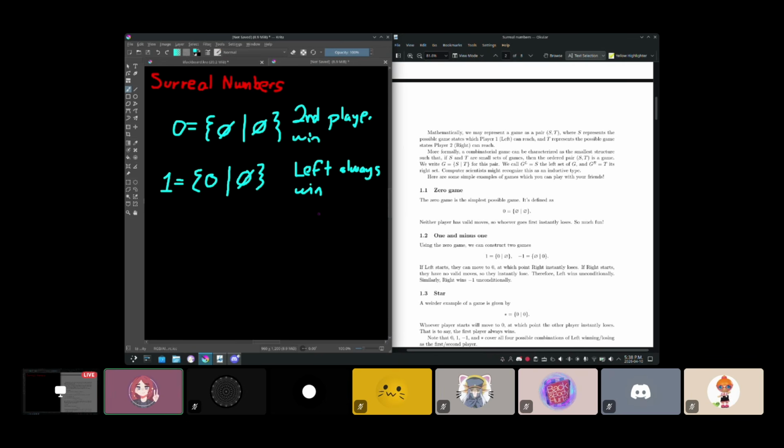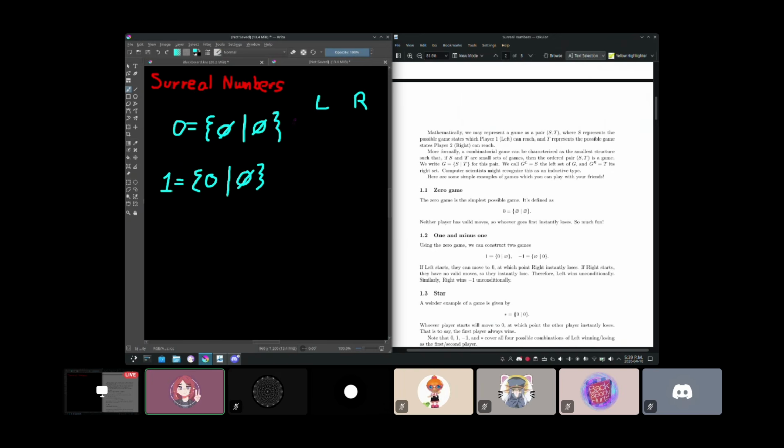In fact, I think it's better to make a sort of table here. So we have left and right. How do I tabulate this? Let's put it like this: left goes first or second. That's going to be our tabulation, basically.